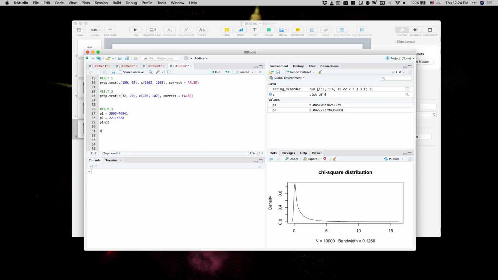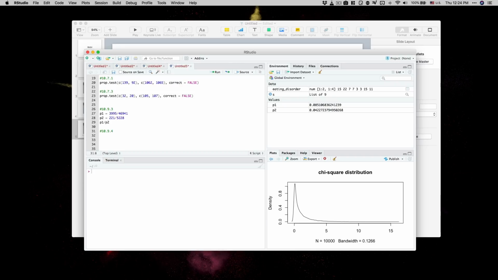For the next question, 10.9.4, we are still using the data from the previous question, but we want to calculate the value of odds ratio. Obviously, you can multiply the main diagonal line, which is 3995 multiplied by 507, and divided by the product of the secondary diagonal line, which is 221 multiplied by 42,000 something, and that will be the odds ratio.